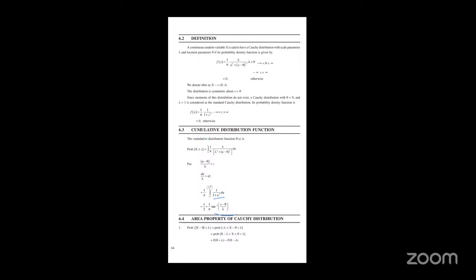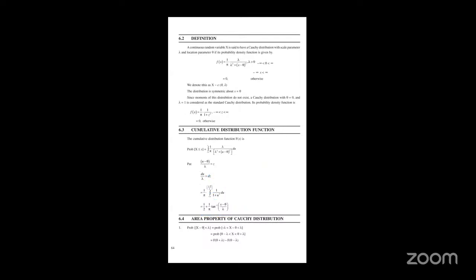So the 1 by 2 we will take out. If we do the integration, it becomes like this: tan inverse of x minus theta by lambda, and in the place of the lower limit we substitute minus infinity. So this is the cumulative distribution function of the Cauchy distribution.